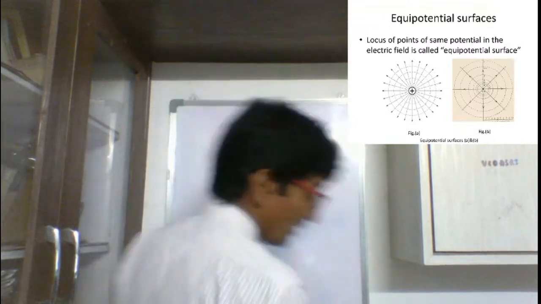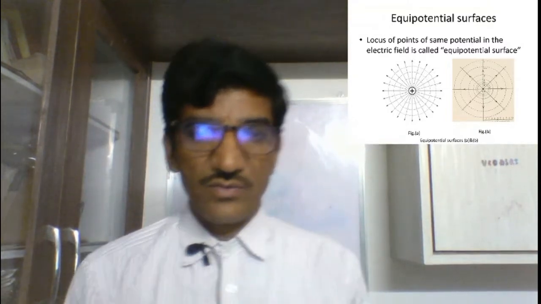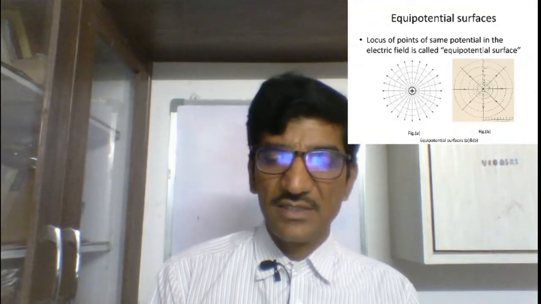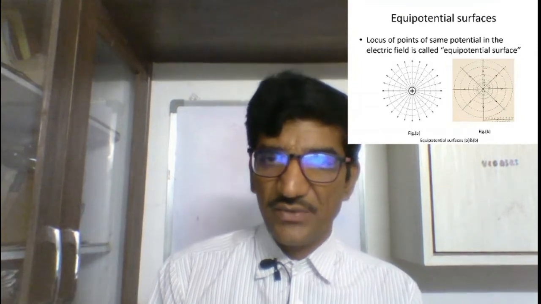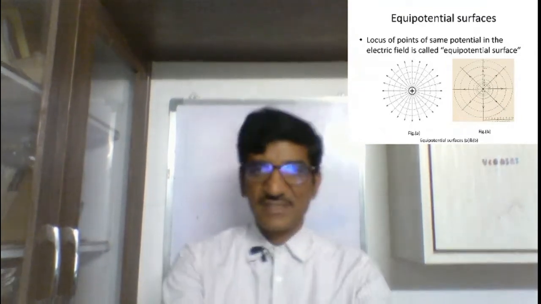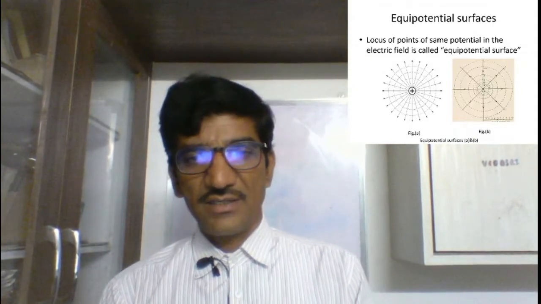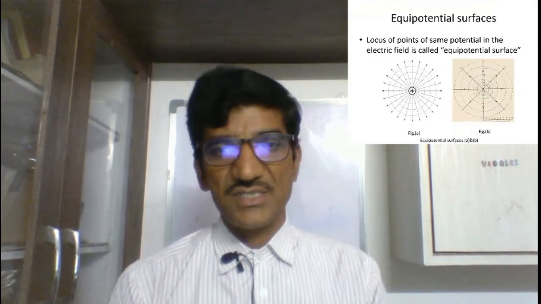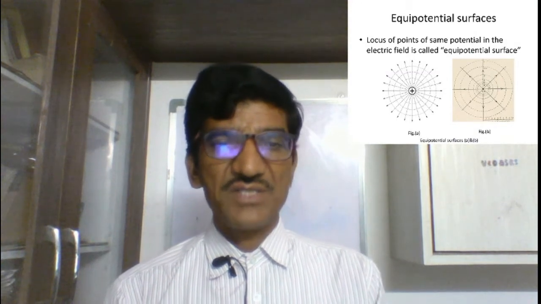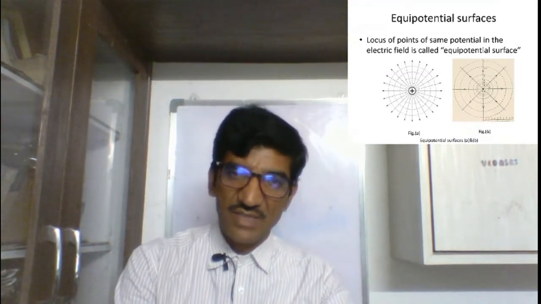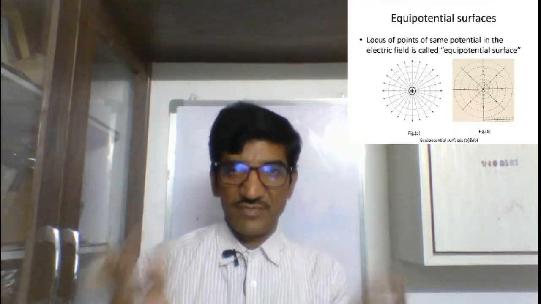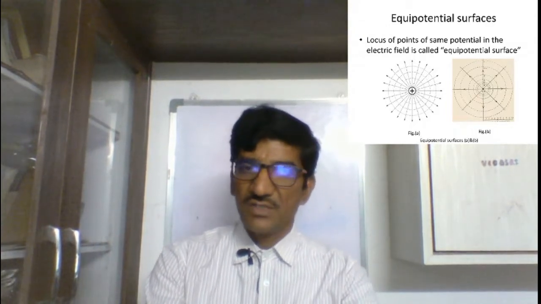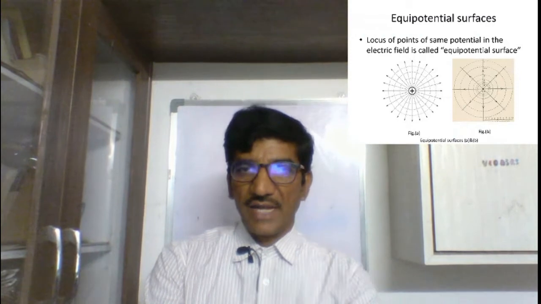We have similar lines in geography also. Isobaric and all those lines will be there, same temperature lines, same pressure lines. Similarly, these lines, these surfaces, actually in the slide you see them as lines, but actually they are in three dimensions. The field fills the three dimensional space. That's why your lines are nothing but, in three dimensions, spheres encircling that charge, surfaces encircling that unit positive charge.